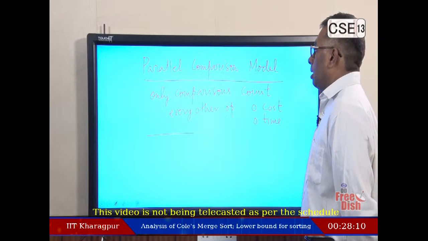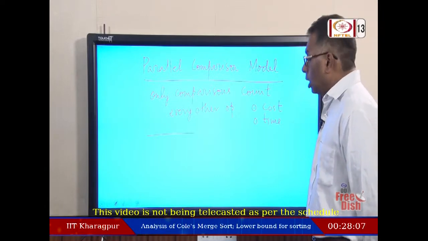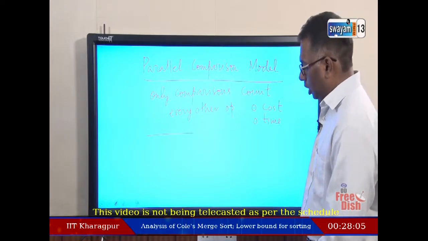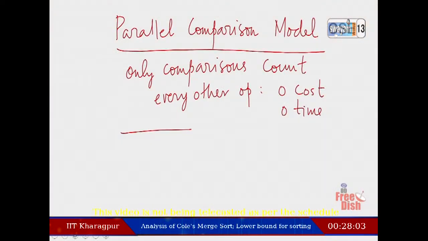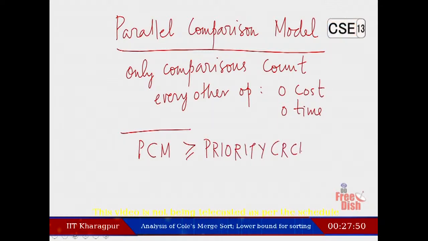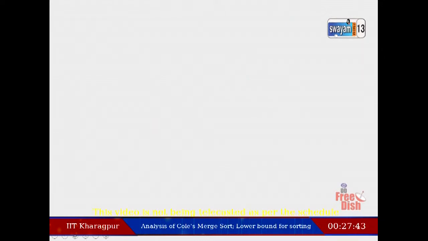Once we devise a lower bound on a parallel comparison model, it should apply to the other PRAM models that we are talking about. This is because a parallel comparison model is at least as strong as a priority CRCW PRAM. How is this so? It can be seen like this. Consider one step of the priority CRCW PRAM.